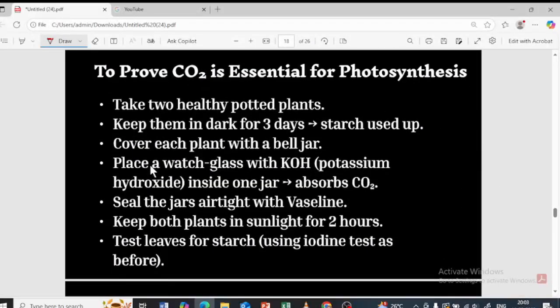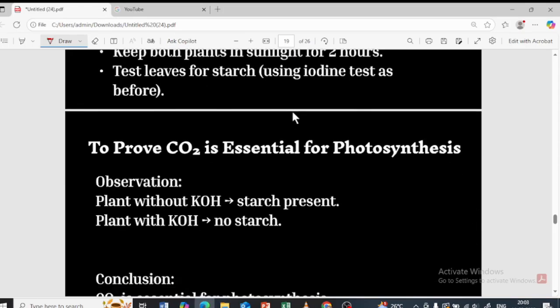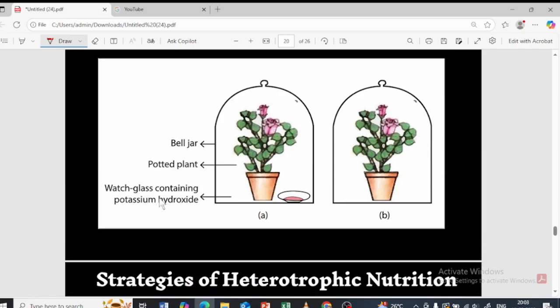Next, there is one more experiment to prove that carbon dioxide is also necessary for the photosynthesis process. Here we are going to take two potted plants. The same way, we are going to keep them in the dark room for several hours. Why? Because in order for the starch to be used up. Now we will take the two potted plants under the sunlight. The sunlight will be present over here.